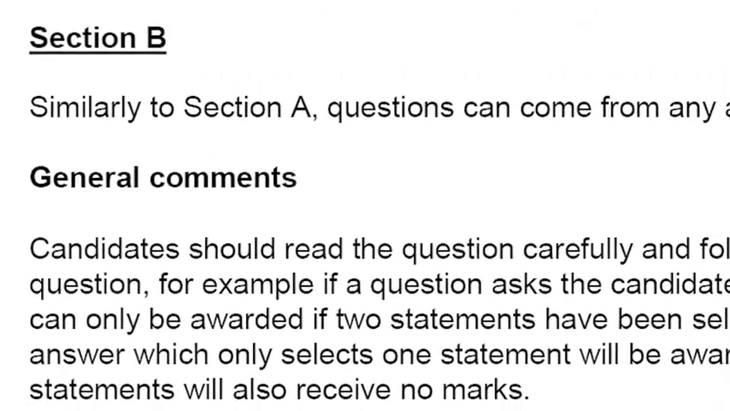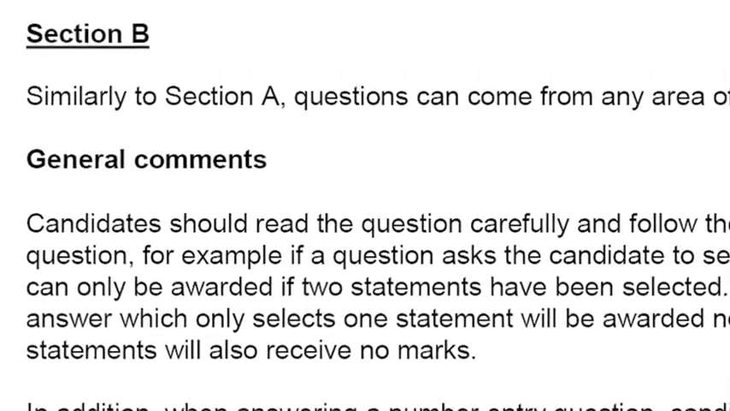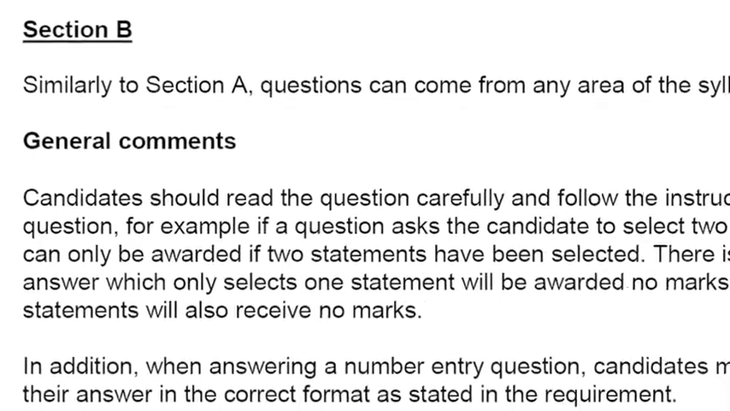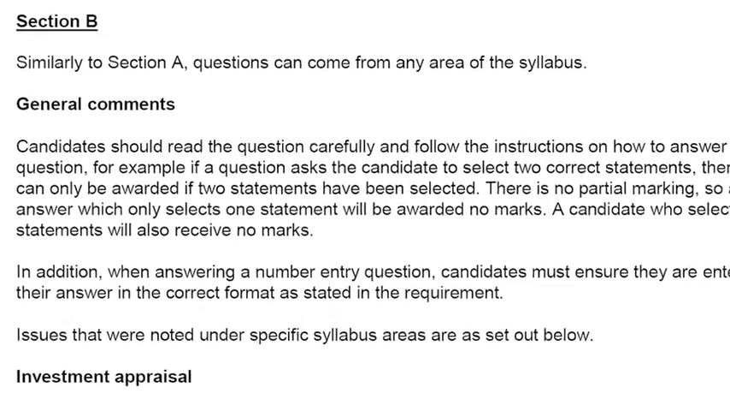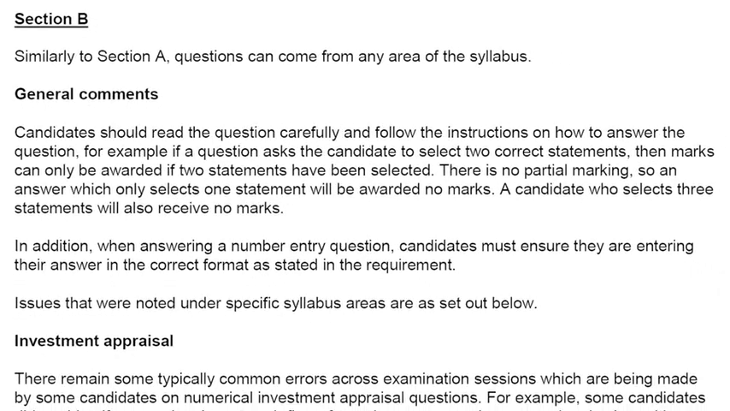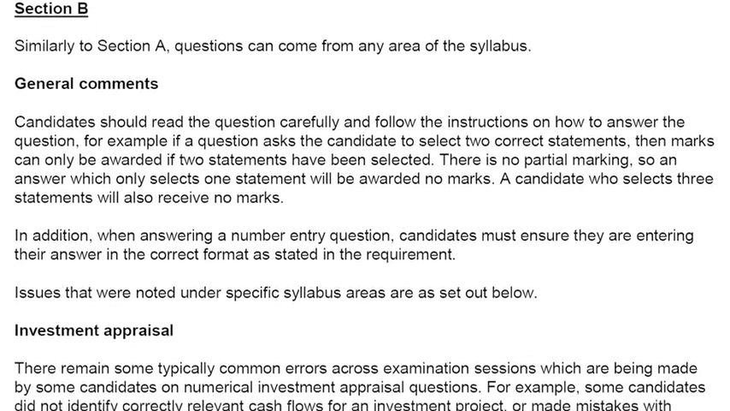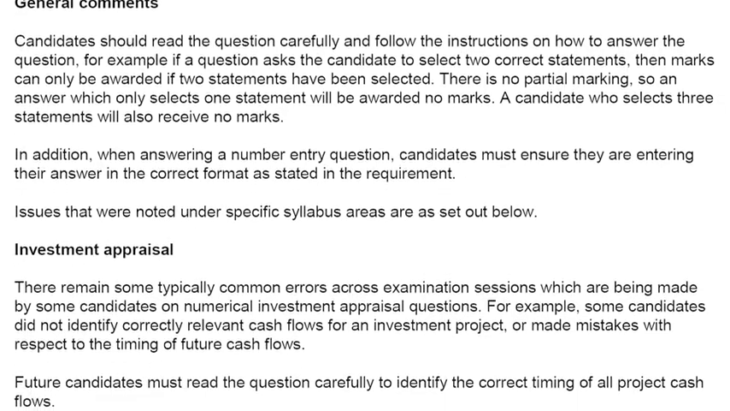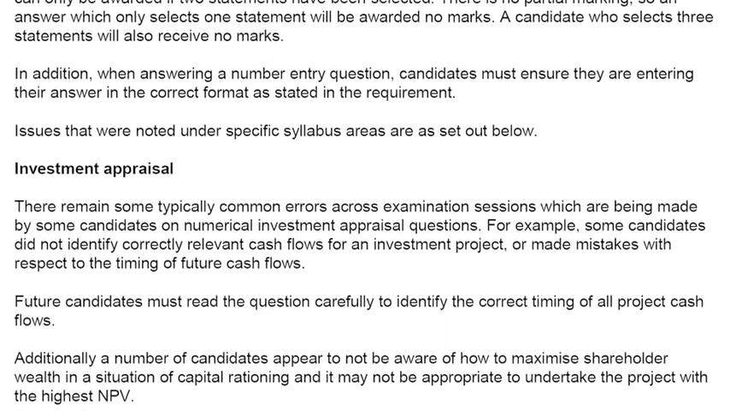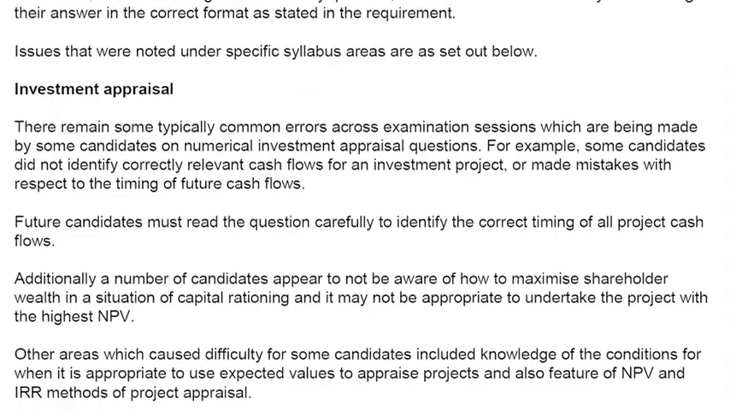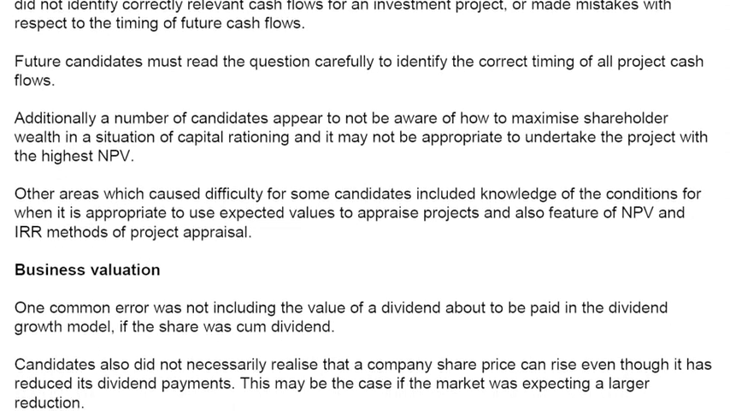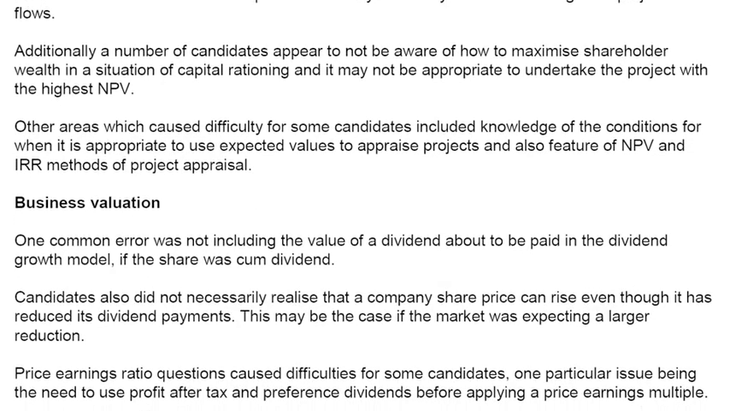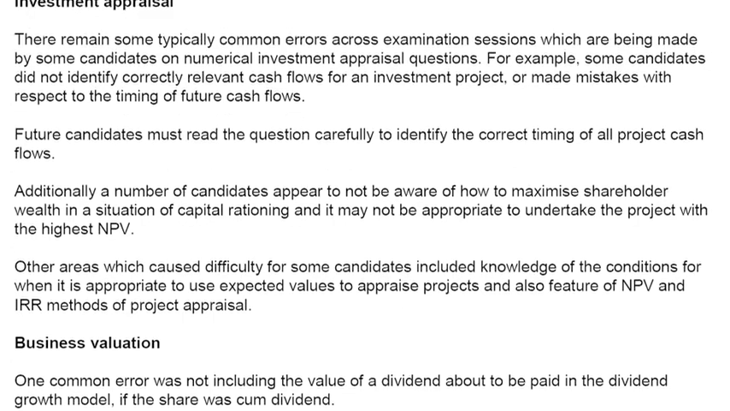In section B, the examiner is at pains to point out that you need to follow the instructions carefully on how to answer the question. So for example, if a question asks you to select 2 correct statements, then you can only get awarded marks if 2 and only 2 have been selected. You don't get partial marking, so if you only select 1, you'll never get half marks. So make sure you read the questions particularly carefully to make sure that you get the mark going in the OT questions in section B.